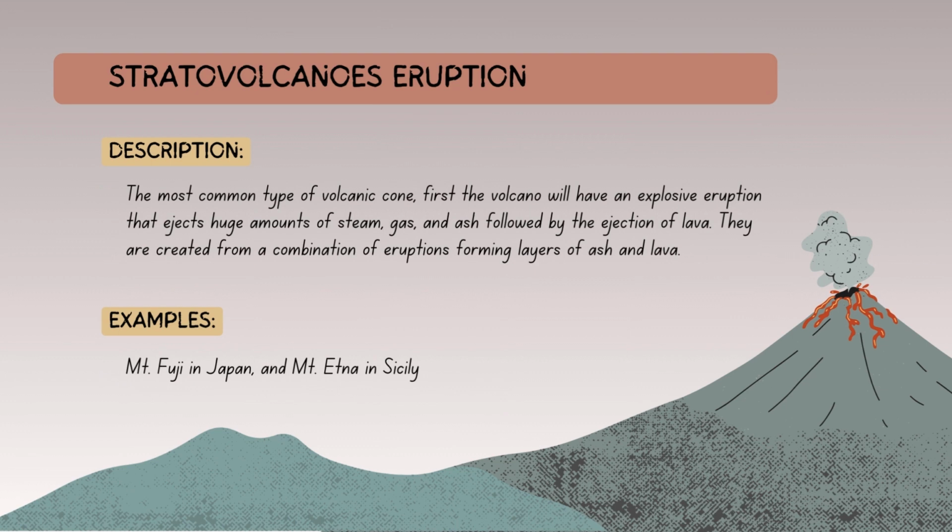Next, stratovolcano eruption. The most common type of volcanic cone. First, the volcano will have an explosive eruption that ejects huge amounts of steam, gas, and ash, followed by the ejection of lava. They are created from a combination of eruptions forming layers of ash and lava. For example, Mt. Fuji in Japan and Mt. Etna in Sicily.